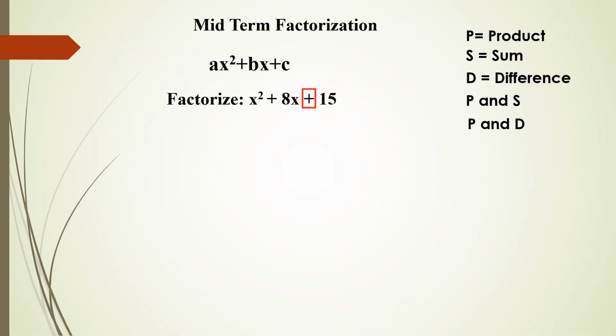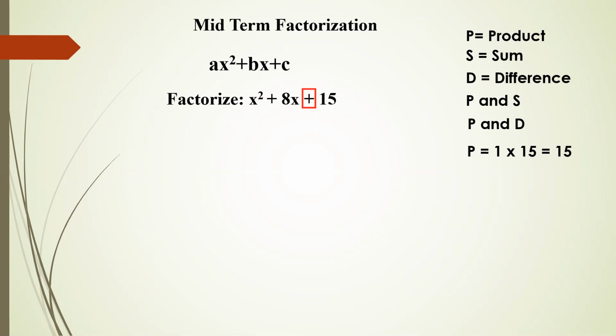Okay, we are getting the product and sum. So what is the product here? It is 1 times 15. How do I get it? Just multiply the first term and the last term. When I say the first term, not the variable, you have to take just the coefficient of the first term, that is x square. What is the coefficient of the x square? That is 1.